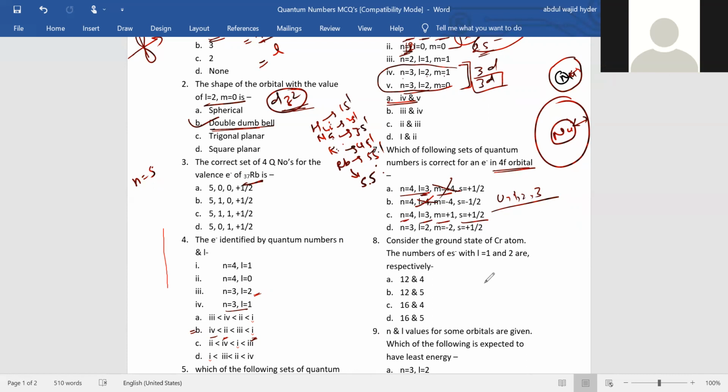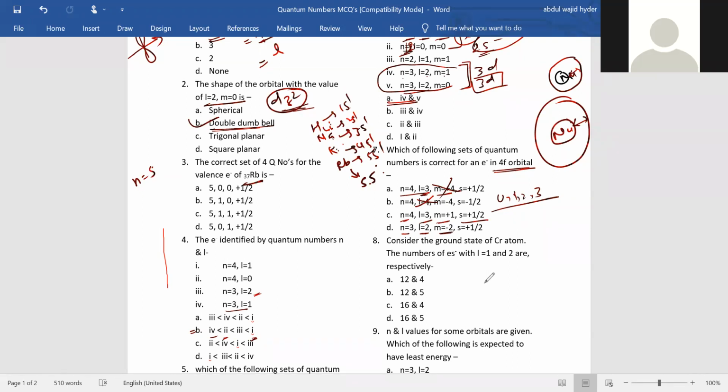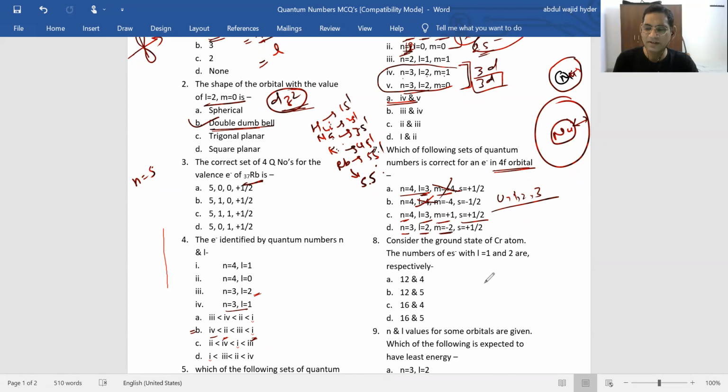Now see the next one. N is equal to 3, L is equal to 2. L is equal to 2, then M is equal to minus 2. S is equal to plus 1. It may also be correct. C and D both are correct.